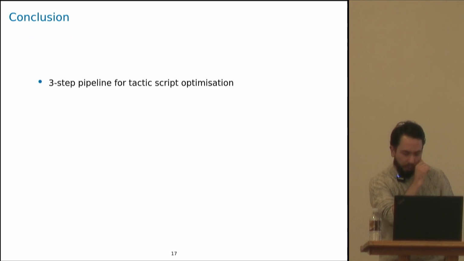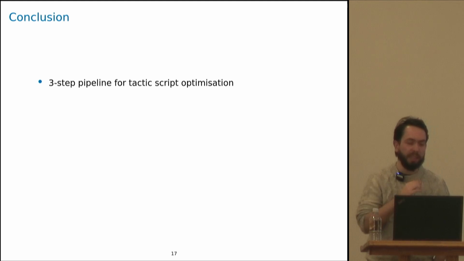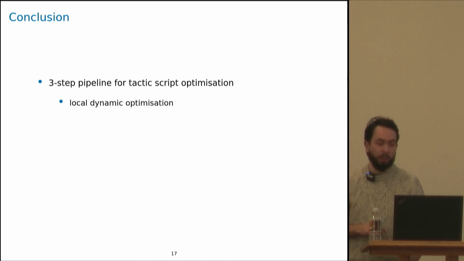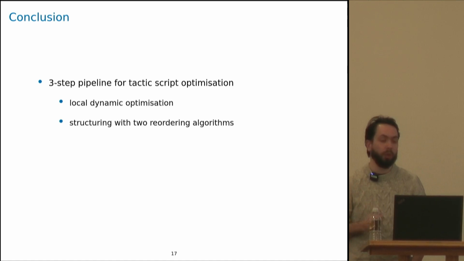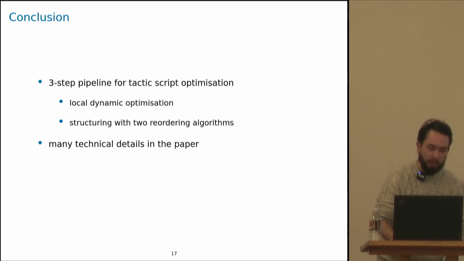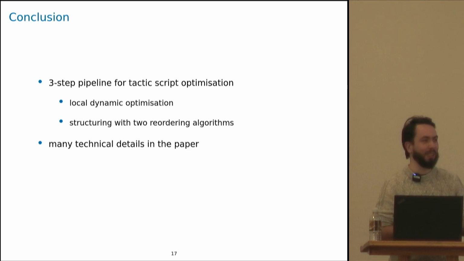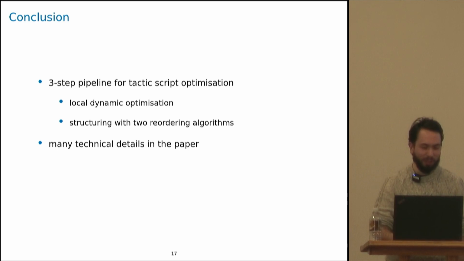All right, so to conclude the talk, I've presented a 3-step pipeline for tactic script optimization. I focused in particular on 2 of the steps, which are local dynamic optimization and structuring with these 2 reordering algorithms I discussed. If you want to know many technical details, including precise descriptions of these algorithms and a lot of stuff about specific ways that Lean represents hypothesis names and so on and so forth, you can read all of that. I hope you're happy that I spared you from this stuff.